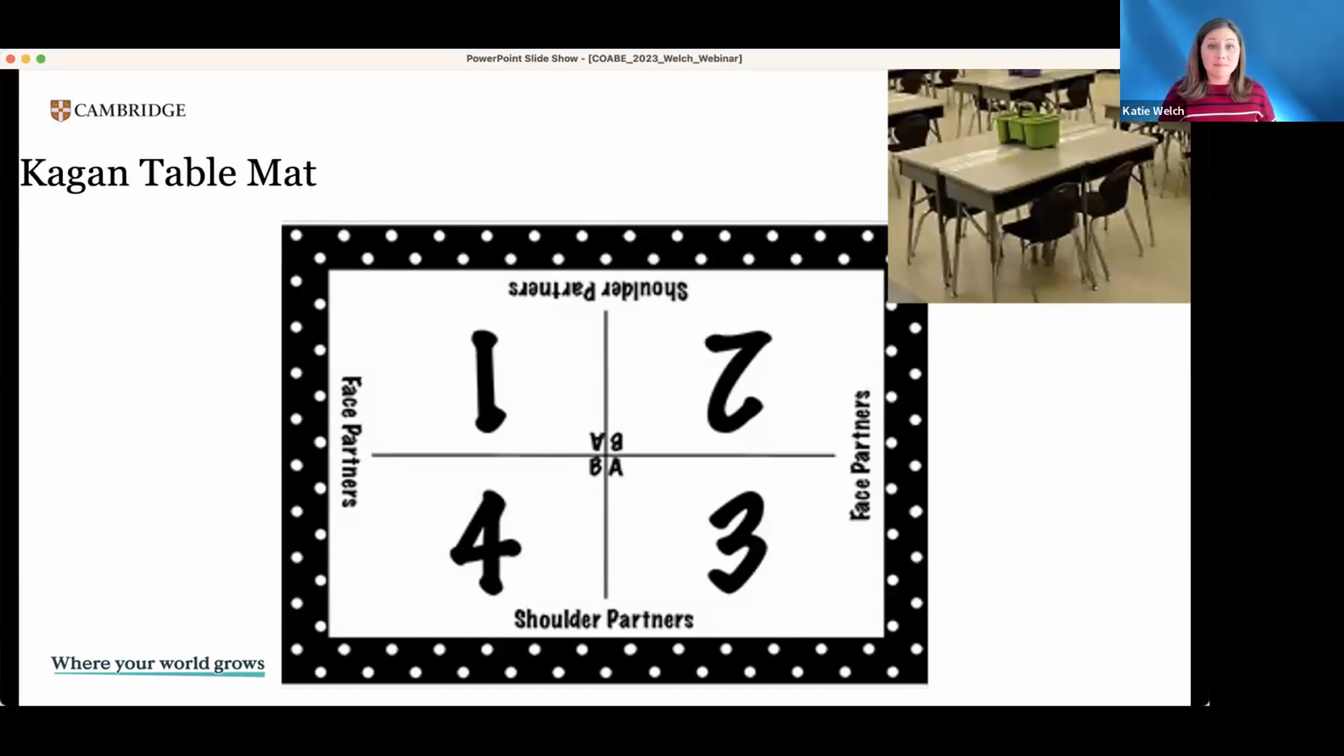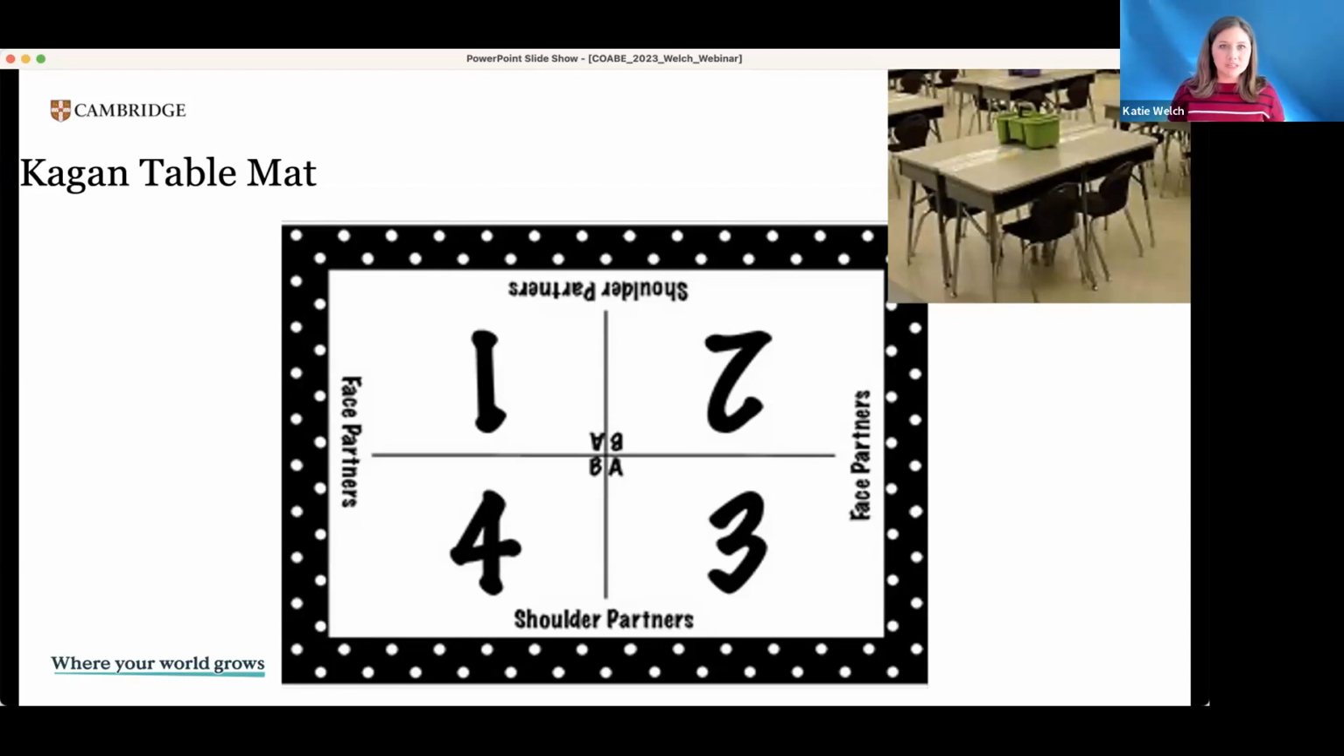Because the mat is right there, you have a number 1 person, a number 2, a number 3, a number 4, but you also have the person next to you, who is considered your shoulder partner. They're the person right next to you, that if you turn to your right or to your left, you would be facing them. And then the face partner, or sometimes called the eyeball partner, is the one sitting across from you.